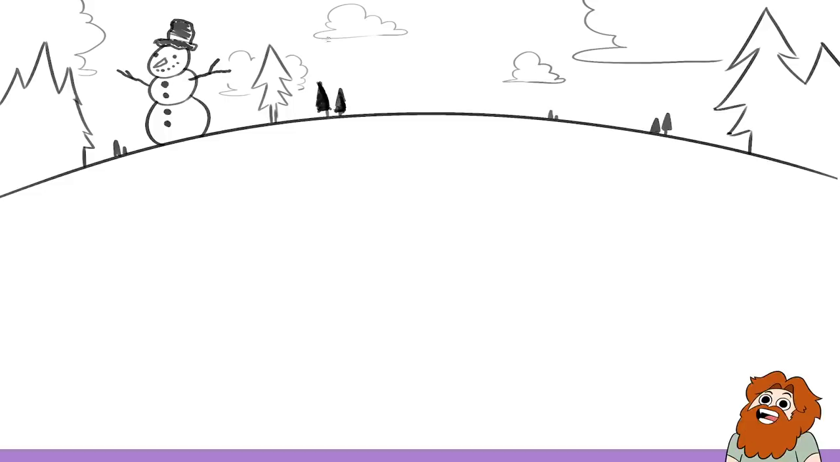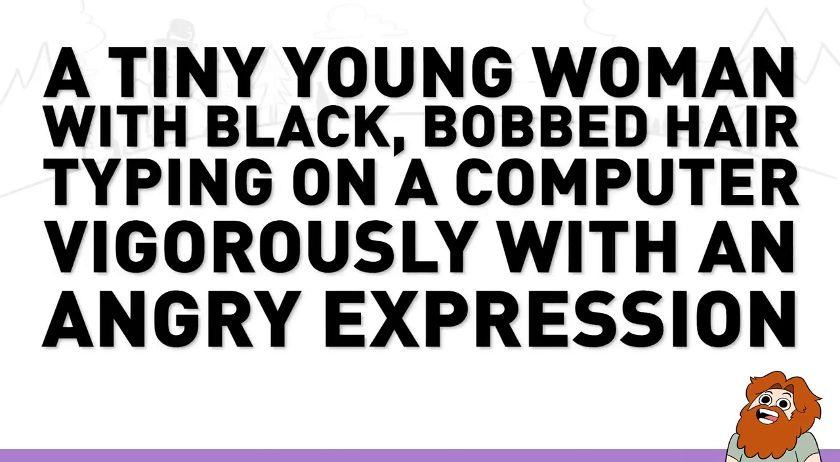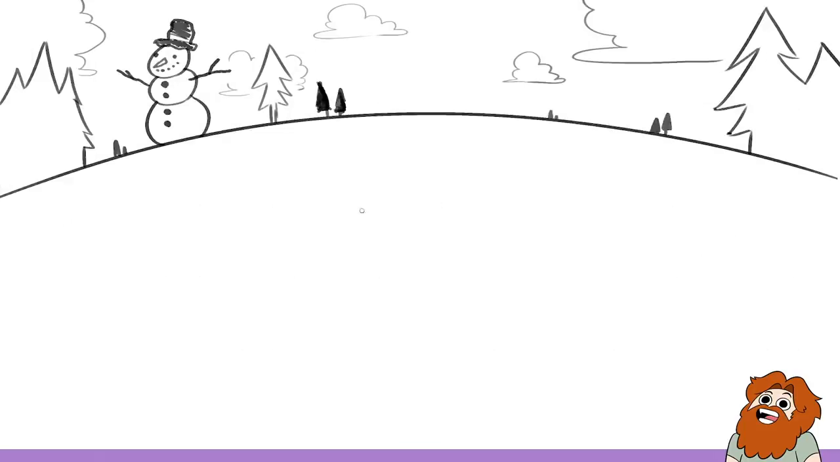So Nathan, why don't you go ahead and click over to that character prompts tab. Okay, here we go. A tiny young woman with black bobbed hair typing on a computer vigorously with an angry expression, lying down on this snowy grassy field. Yeah, work out the perspective. It's a grassy hill. A grassy field, okay. But who says a field can't be a hill also? Not me. Certainly not me.